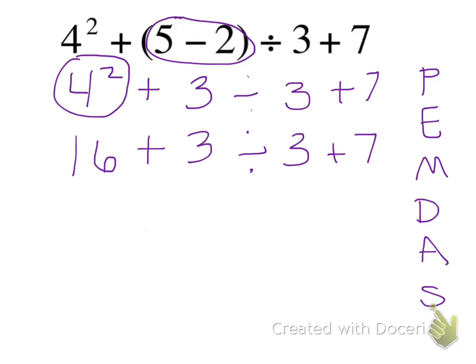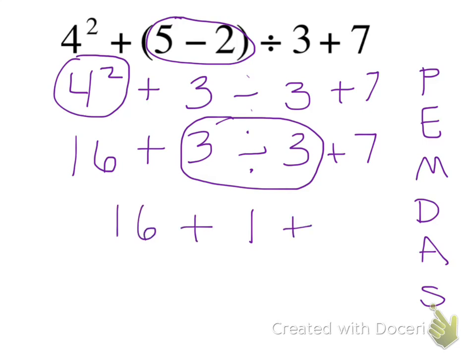Next, I look and I have addition, division, and addition. And if you look right here, division does come first. So that will be the first thing we do. Circle it in the middle of the problem here. 3 divided by 3 equals 1, so I solved it. Bring down everything I have not used.